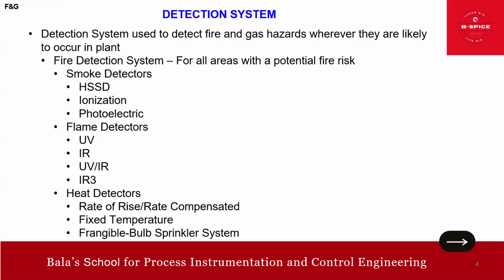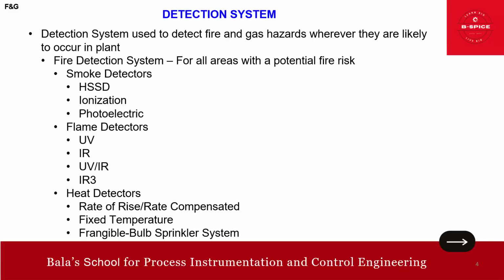Then we also have a frangible bulb sprinkler system. So basically, this frangible bulb sprinkler is a type of fire sprinkler that uses a small glass bulb filled with a heat sensitive liquid to detect and respond to fires. So how does it work actually? Okay, we talk about how it works.